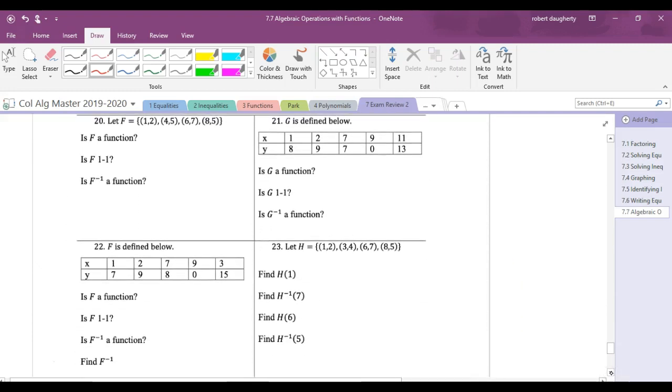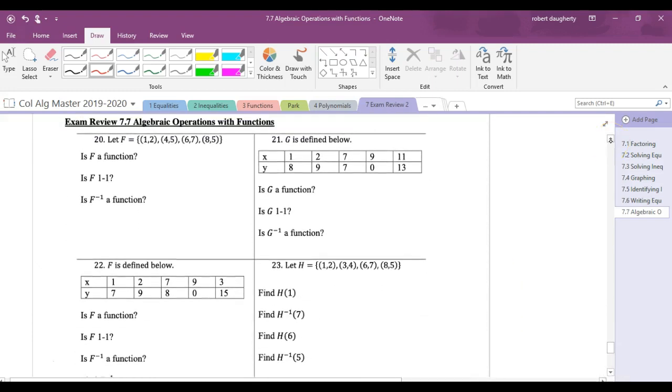So some other operations. Is this a function? So the key to is a function is, are there any repeated x values? There are no repeated x values. It is a function. Is it 1-to-1? I'm looking for repeated y values. The value of 5 is repeated, so it is not 1-to-1. The inverse will not be a function.